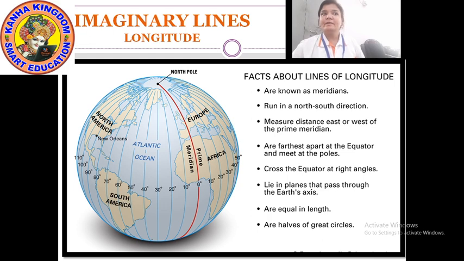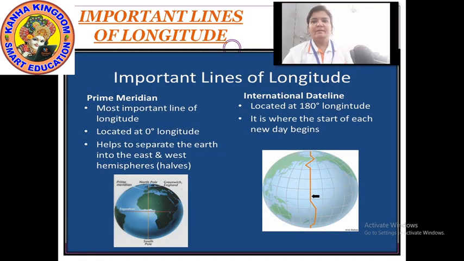Shall we move further? In the next, we will see the importance of these lines. Means the important lines of longitude. What were the important lines of the latitudes? Equator, Tropic of Cancer, Tropic of Capricorn, Arctic Circle and Antarctic Circle. Okay. Now here we will see the important lines of longitude. Now the important lines of longitudes, or you can say the meridians of longitudes, are prime meridian and international date line.